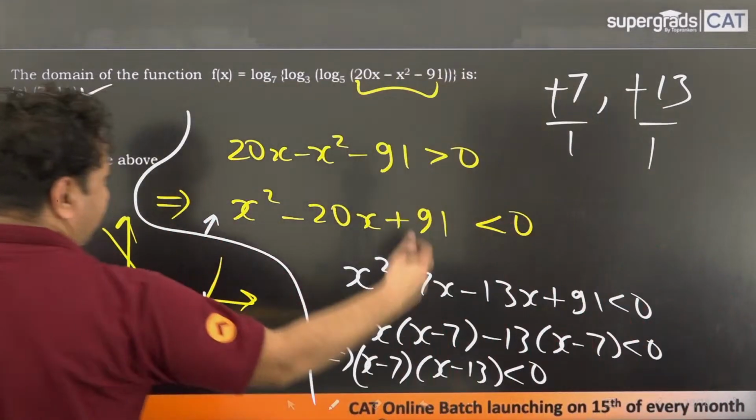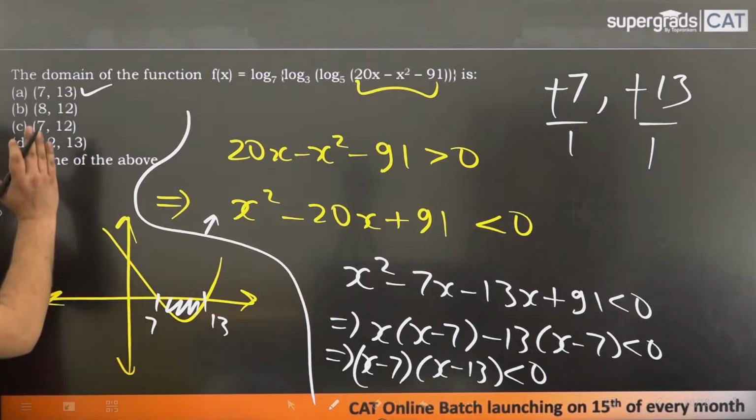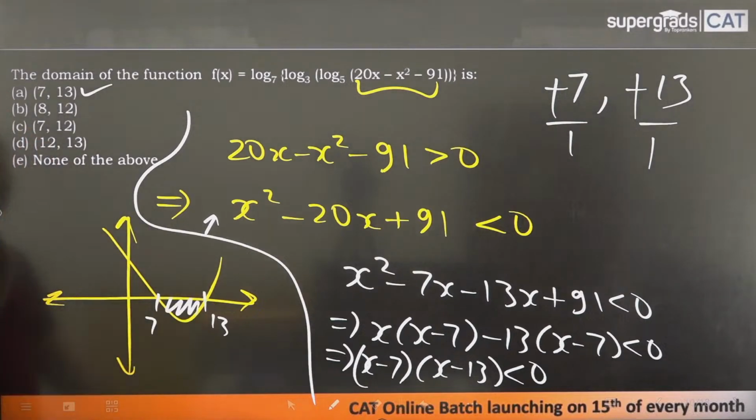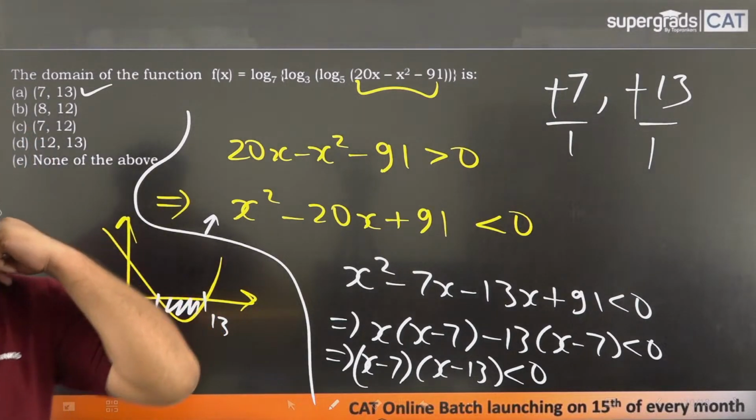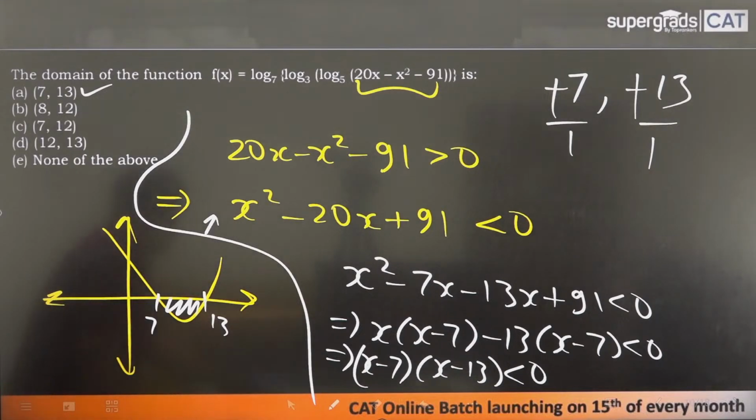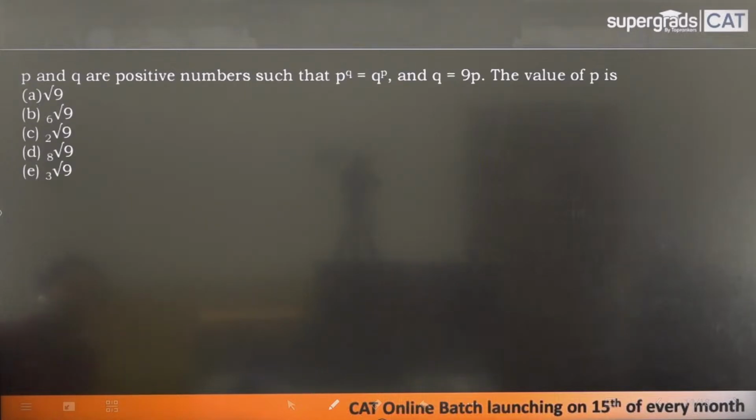If you don't know it, I have told it right now. 7 to 13 open interval, 7 and 13 would not be included. That is why we choose the open interval. By the way, all these intervals are open only in this case. Very good. So we have some intelligent people over here. Let us go to the next question.